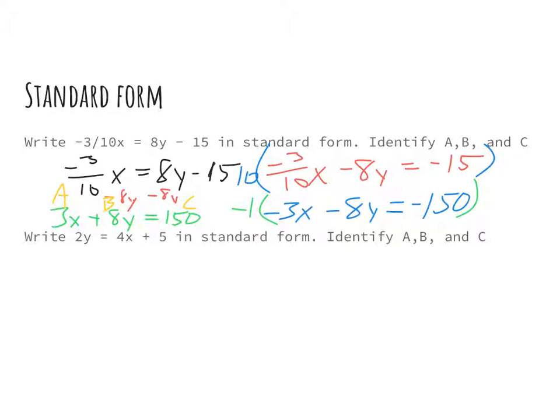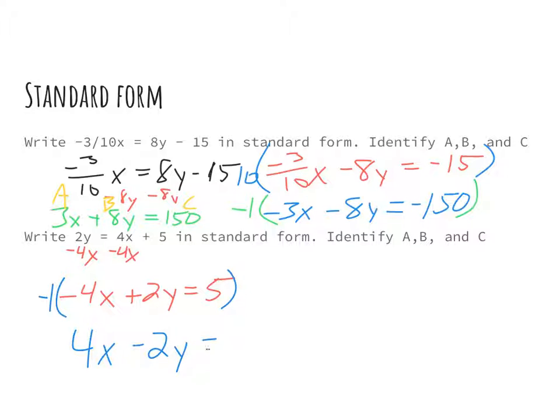Our second example, we've got 2y equals 4x minus 5 in standard form, and then identify a, b, and c. So first thing, I need to get x and y on the same side, so I'll subtract 4x from both sides. X is always written first, so negative 4x plus 2y equals 5. Okay, so now they're all integers, but a isn't positive. So again, I need to multiply everything by that negative 1, giving me 4x minus 2y equals a negative 5. So now I identify a is 4, b is a negative 2, and c is a negative 5.